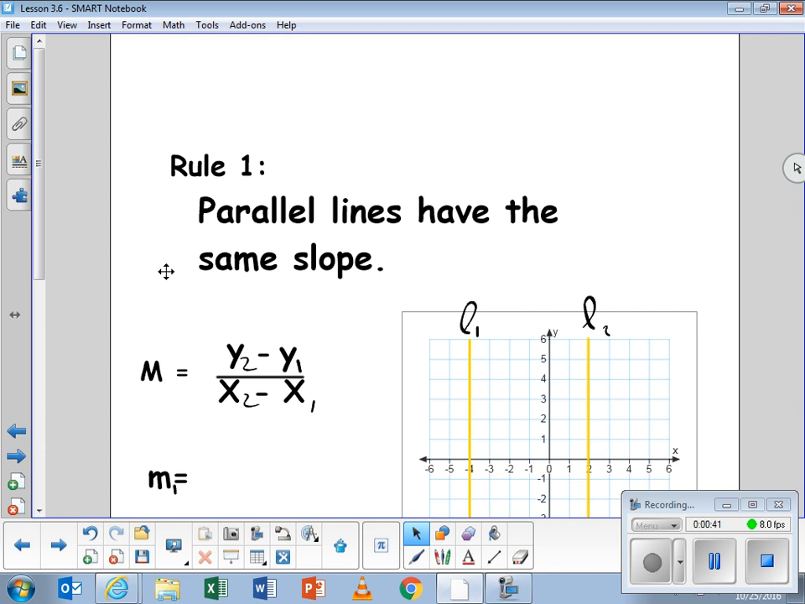So rule number one, parallel lines have the same slope.